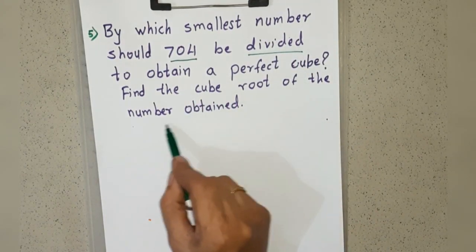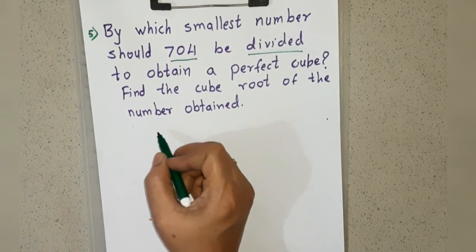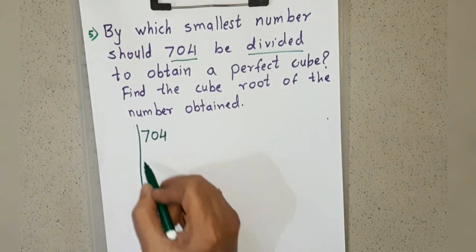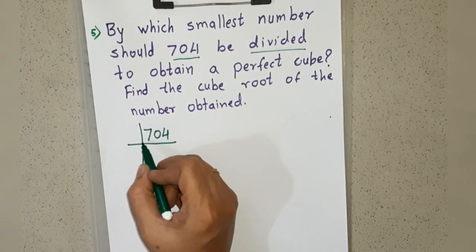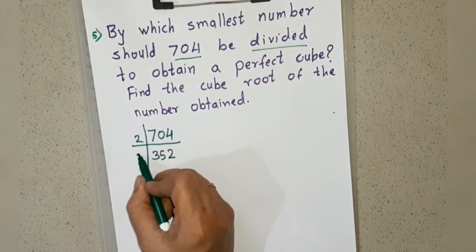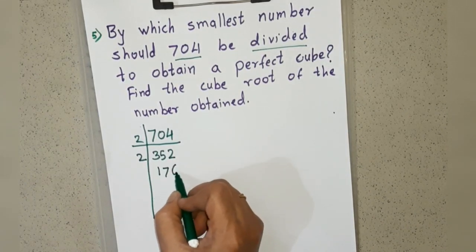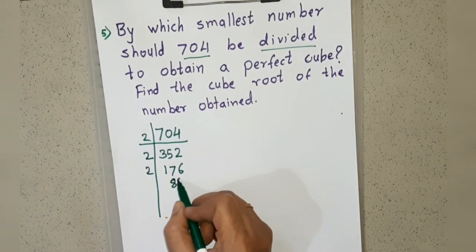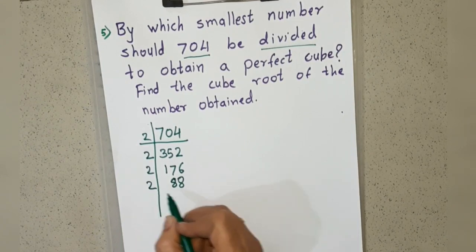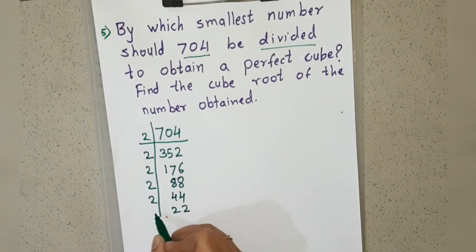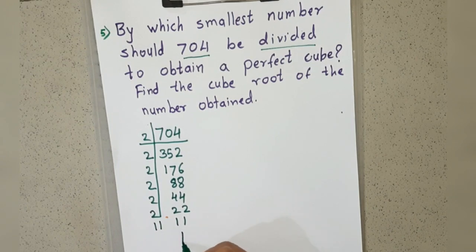Find the cube root of the number so obtained. So again we start the prime factorization of 704. It is an even number, so we start dividing by 2. Dividing 704 by 2, I get 352. 352 again dividing by 2, I get 176. 176 I divide by 2, I get 88. 88 divided by 2, I get 44. 44 divided by 2, I get 22. 22 divided by 2, I get 11. And 11 is a prime number which can be divisible by 11 only.